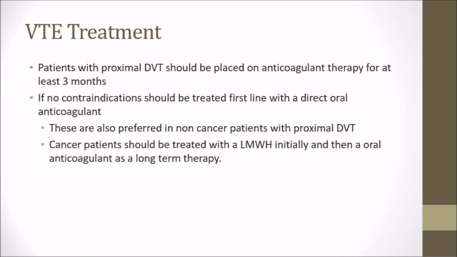Overall, for VTE treatment, patients who have proximal DVT should be on anticoagulation therapy for at least 3 months. And if a patient doesn't have any contraindications to oral therapy, then that should be first line for those patients. Oral therapies are also preferred in proximal DVT patients without cancer, and cancer patients should be treated with the low molecular weight heparins initially, and then followed by a long-term oral therapy.